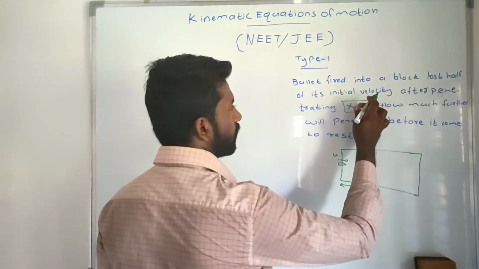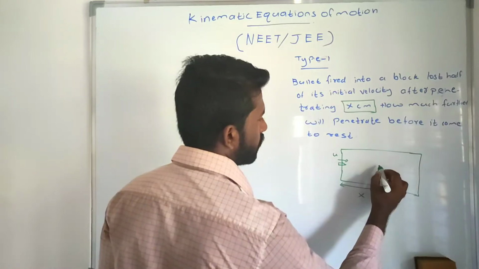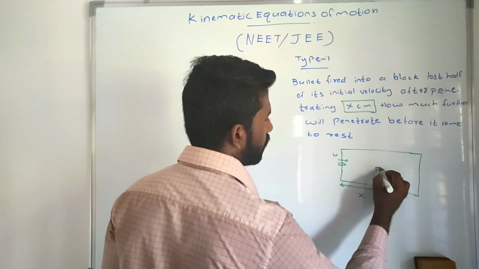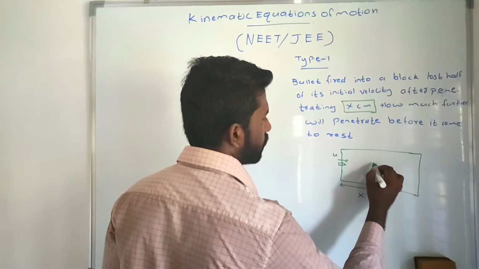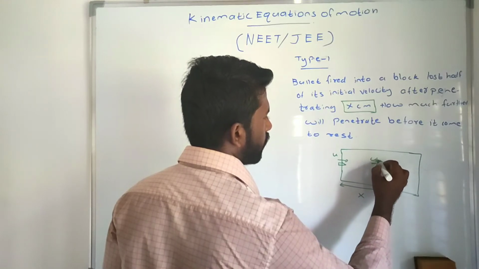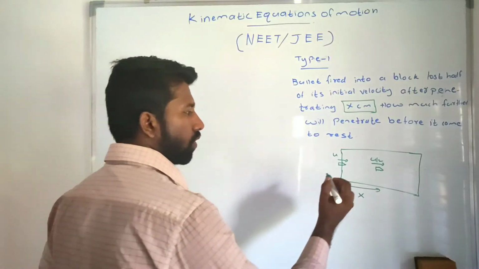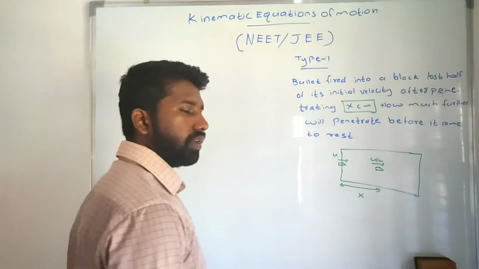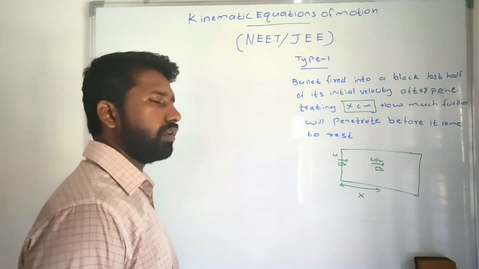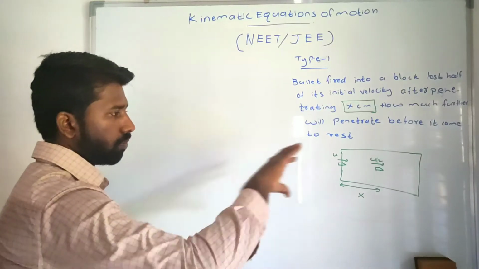After traveling x centimeters, what happened? It lost half of its velocity. That means now the bullet velocity is u/2. So it will again propagate, and we need to find out how much further it will go into the block.